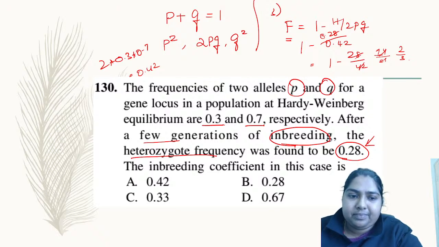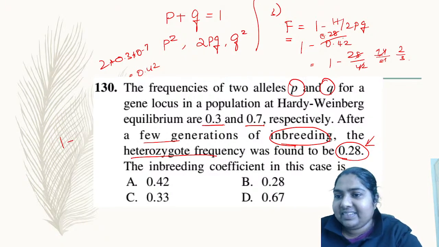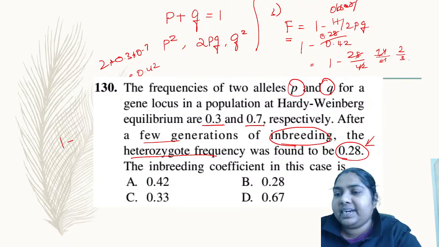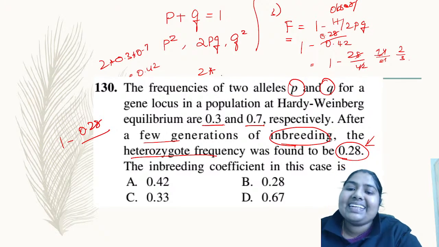See here, I'll show you. The formula is 1 minus H divided by 2PQ. What is H? H is going to be the heterozygosity frequency that is observed. Observed is 0.28, divided by actual. Actual is 2 into P into Q. 2 into what is P now? So this is going to be 0.3 into 0.7.